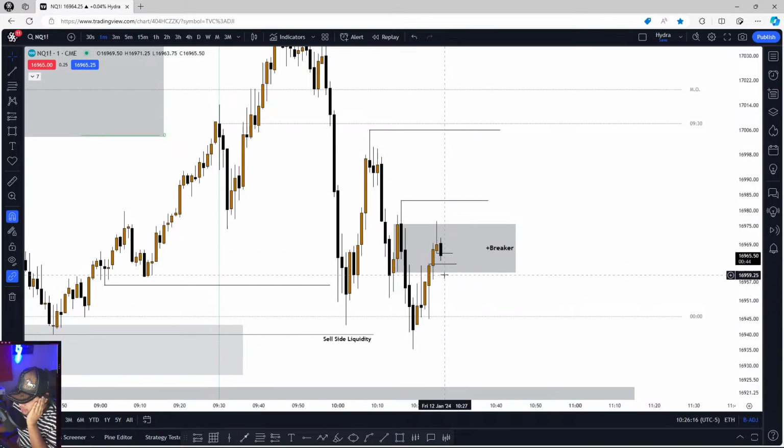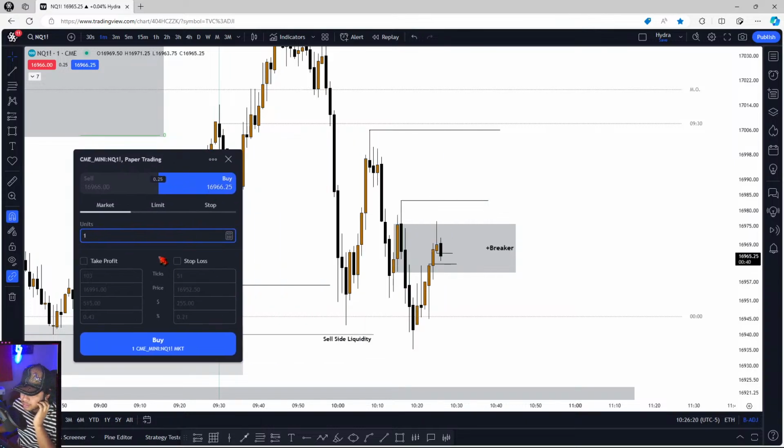This fair value gap, I don't want to see it turning into an inversion. If it's not turning into an inversion, we'll have a trade on our demo just to test out the setup, and we are trading inside our macro that we believe is high probability inside silver bullet. So I'm just waiting to see how the candle closes, folks.